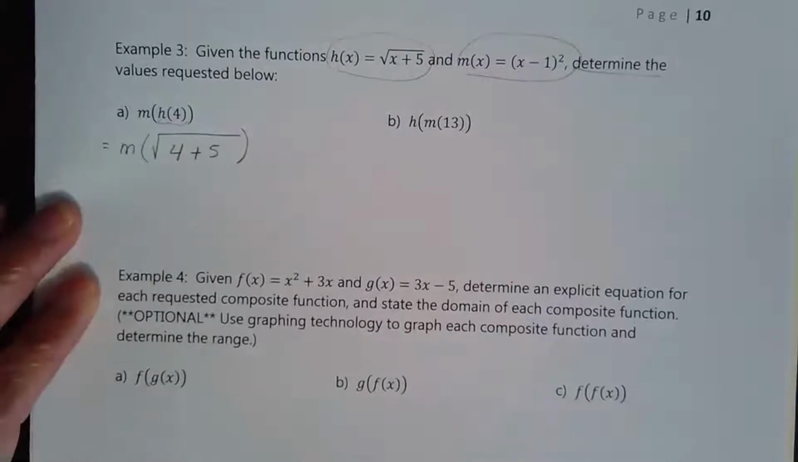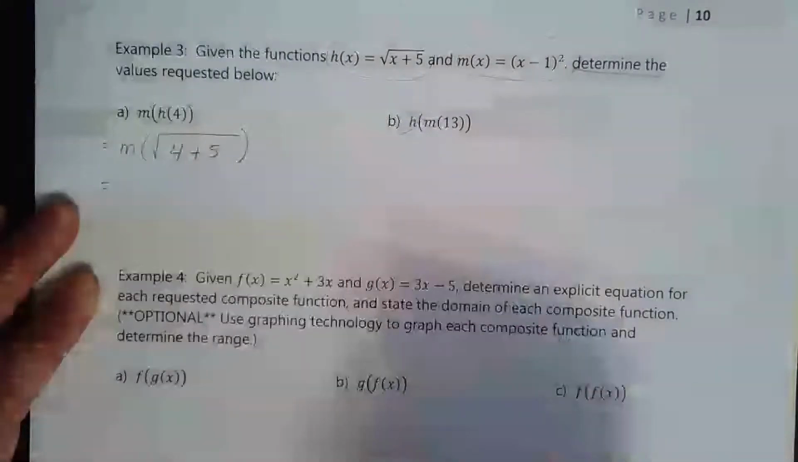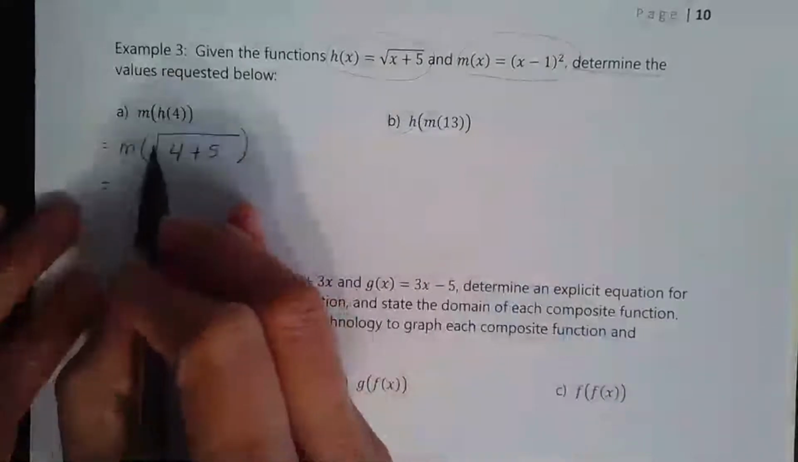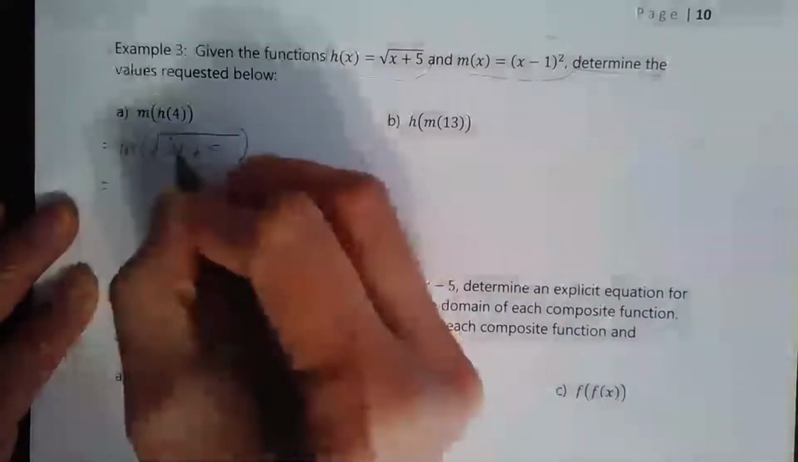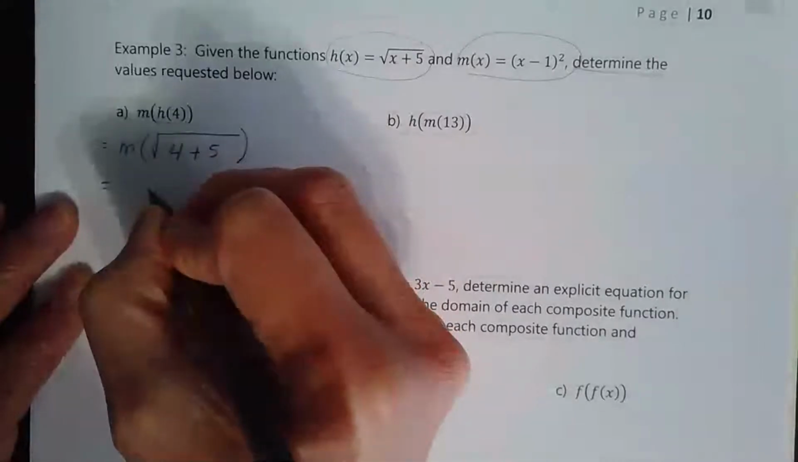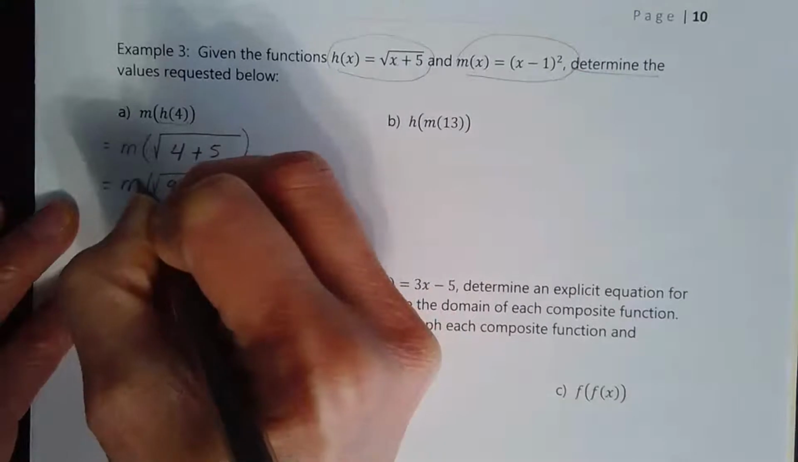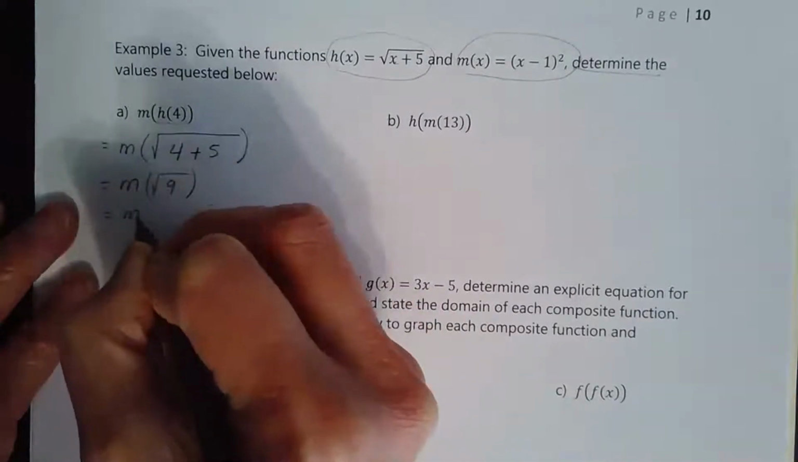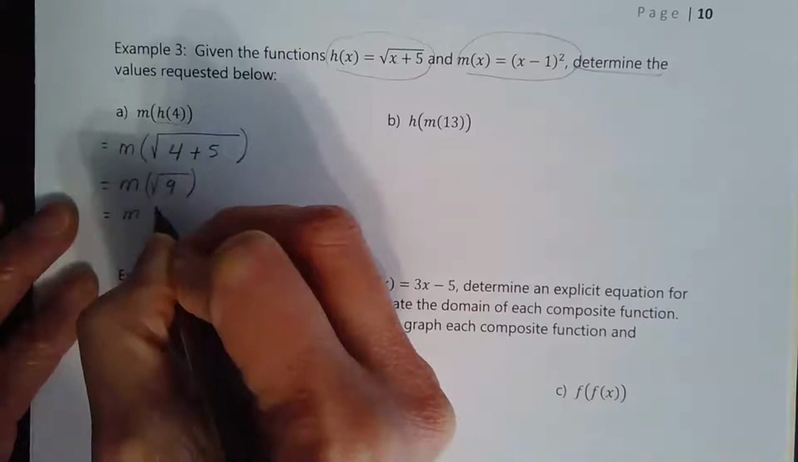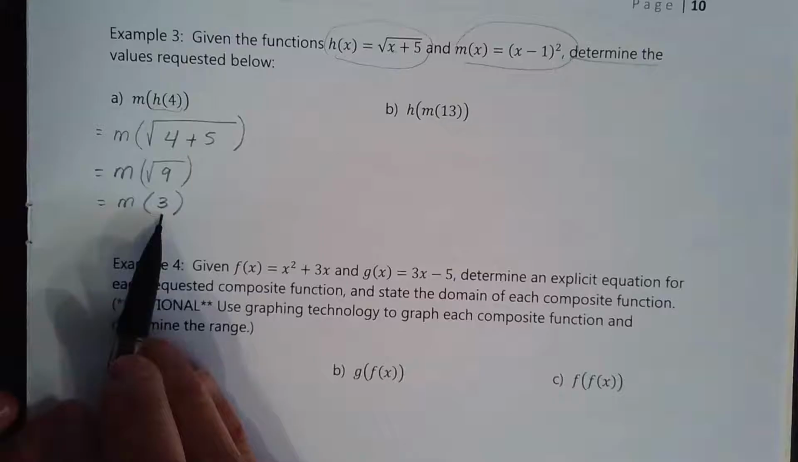So we're going to work from inside out. So m, we're just going to copy m. And then we're going to put 4. Okay, so x is 4. So we're going to put 4 wherever we find x there. This is going to be square root of 4 plus 5. Okay, 4 plus 5, root of 9.